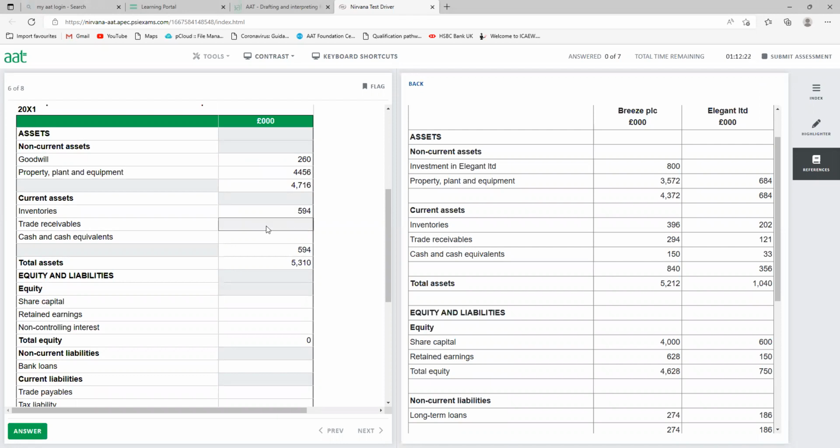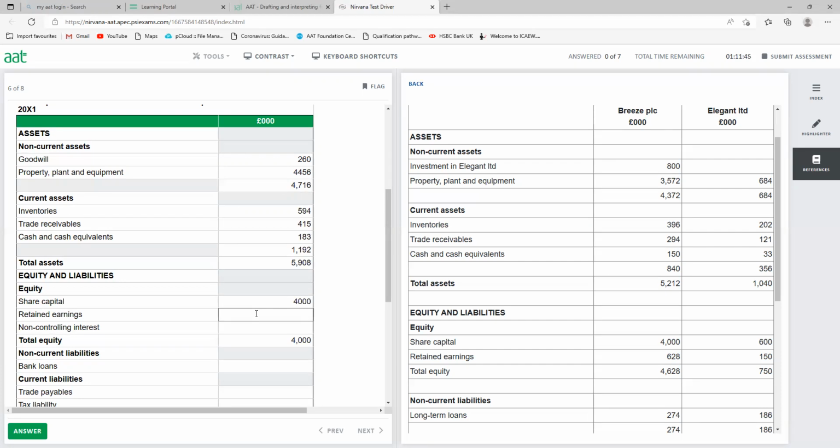Then we have trade receivables. So we need to look at the trade receivables. This was 294 plus 121, that's 415. And then cash and cash equivalent, 150 plus 33, so 183. Just need to add the subsidiary and the parent. Then share capital, we have 4,000. Remember that share capital and the retained earnings are only for the parent. Very careful. Share capital, retained earnings only for the parent.